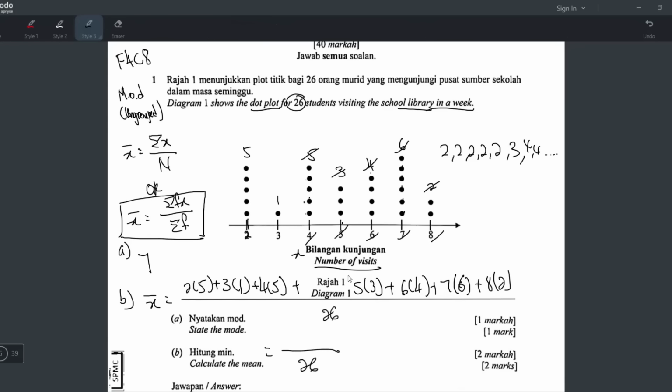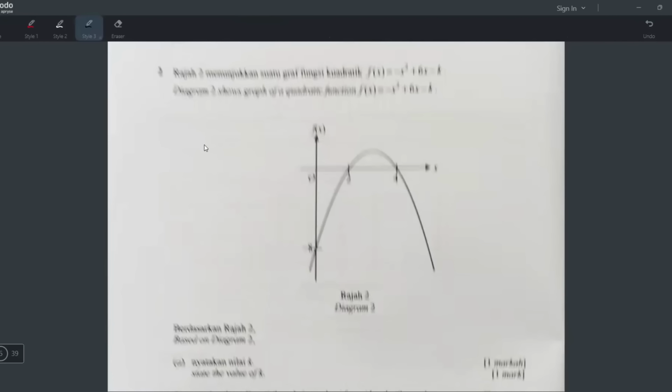Okay, so let me press my calculator. 10 plus 3 plus 20 plus 15 plus 24 plus 42 plus 16. Okay, if you press everything up here, you get 130. And then divide by 26, that will give you 5, right? Okay, so that's the B answer, right? Okay, that's all for this. I'm done. Okay, question number 2.